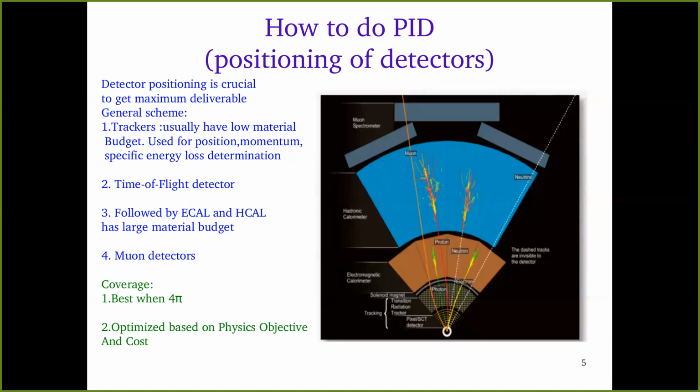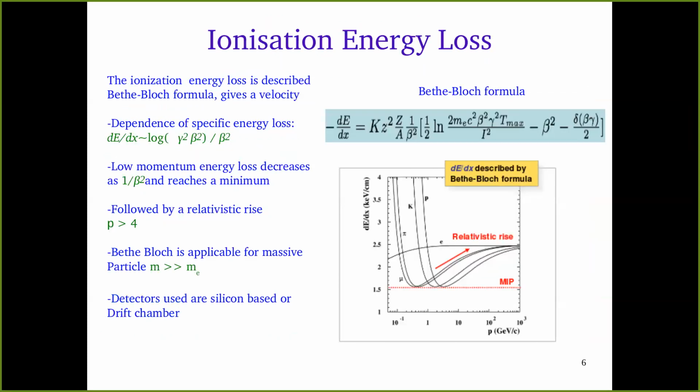Now, having told you about the general layout of the detectors, let me move to the details of how we do the PID, which I introduced in the earlier slide. So first in the list is the ionization energy loss. I think this has been taught to you several times in your classes and also in the current school.